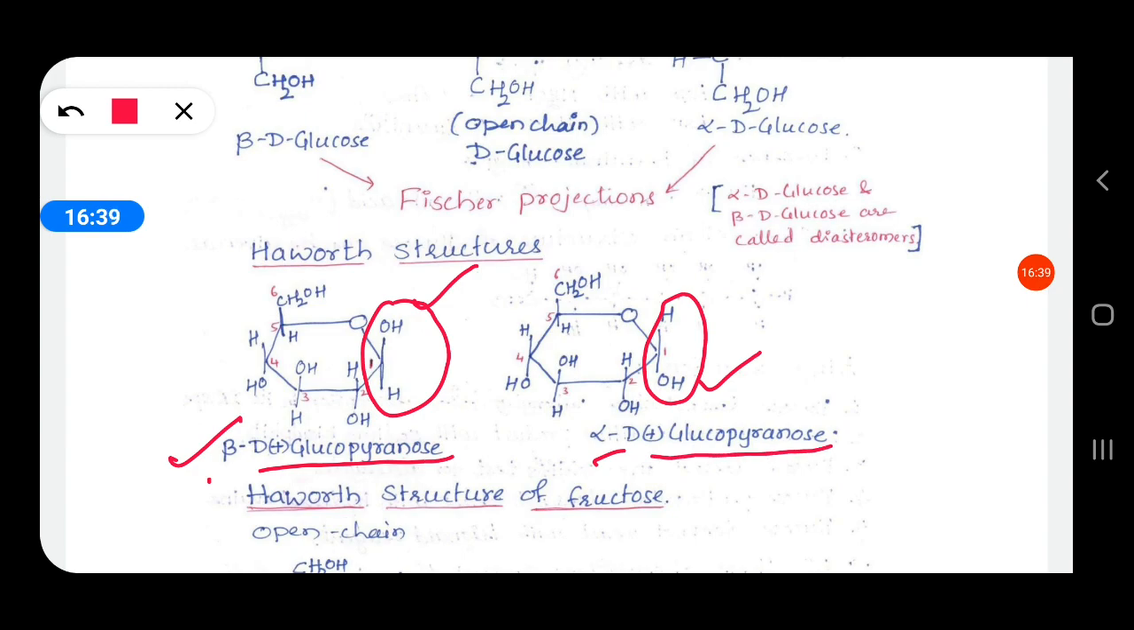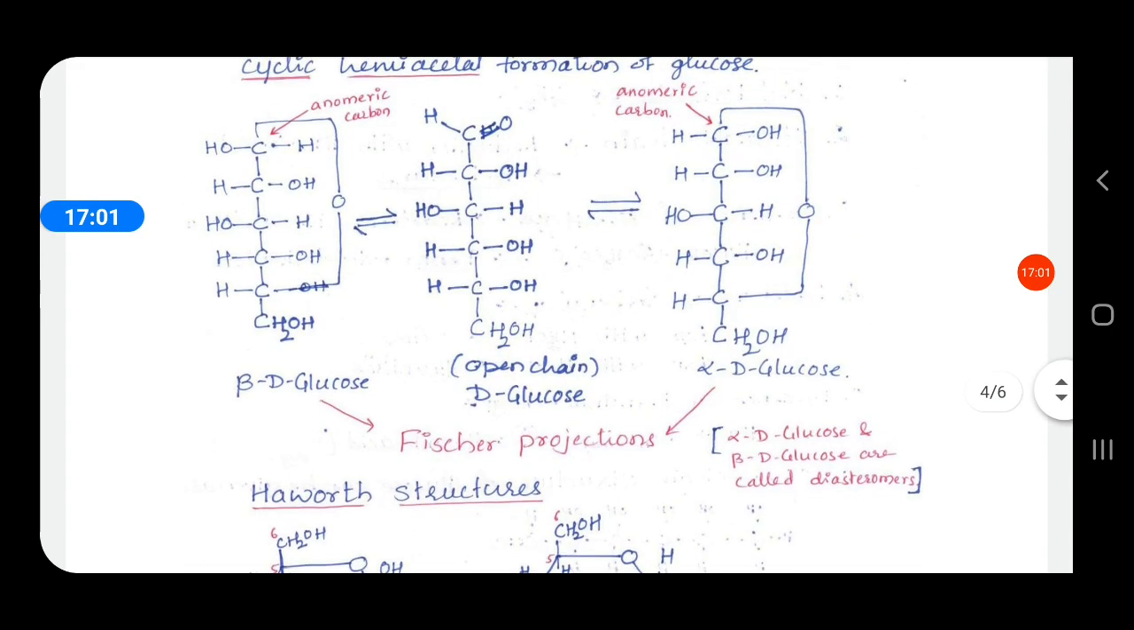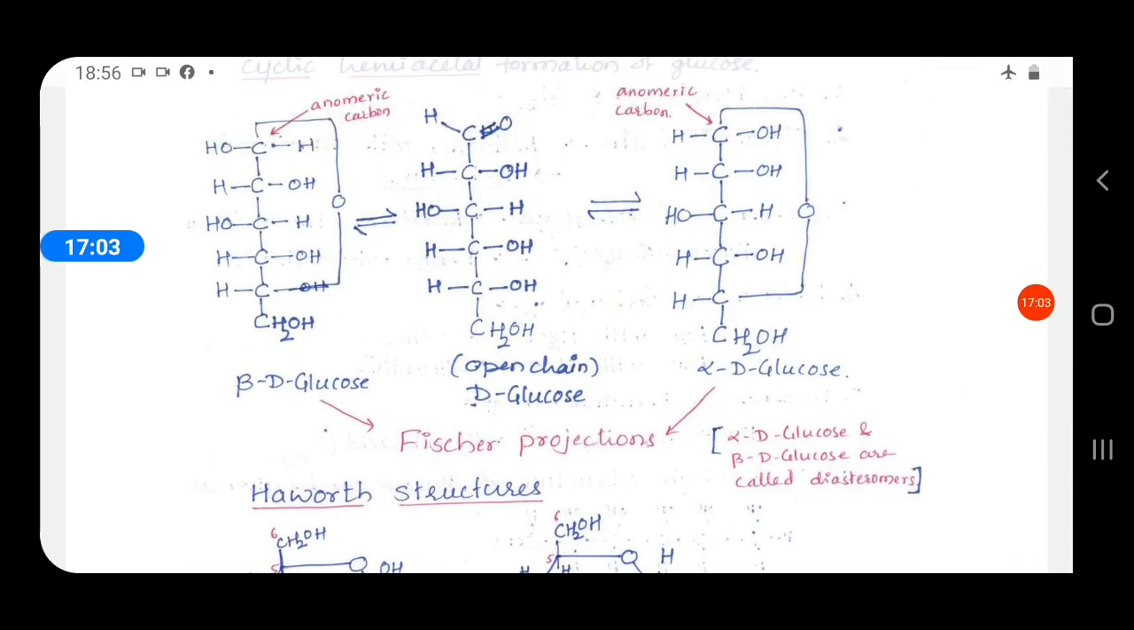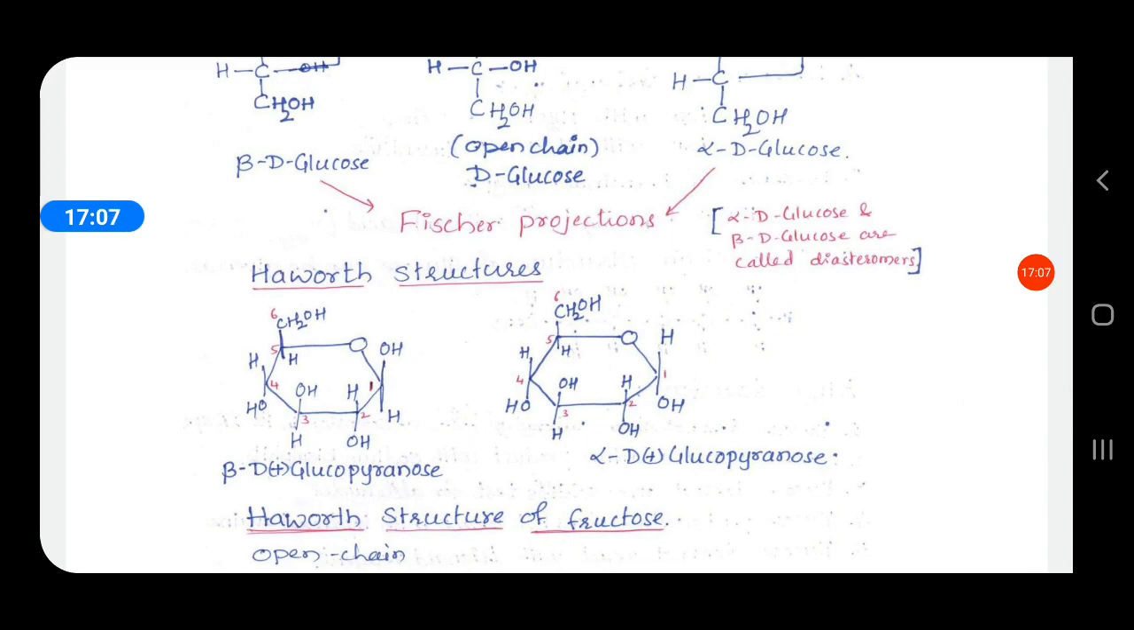Therefore it is called beta D plus glucopyranose, alpha D plus glucopyranose. Plus indicates dextrorotatory glucose. So alpha D plus glucopyranose and beta D plus glucopyranose are called Haworth structures of glucose. Depending upon these open structures, that is Fischer projections, you can write the Haworth structure for glucose.